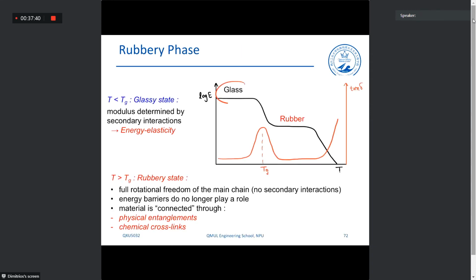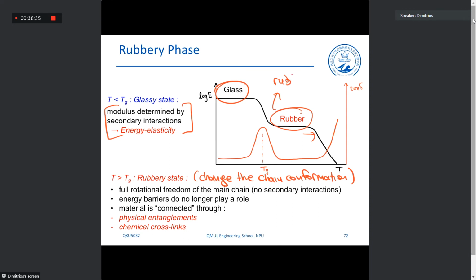So yes, here we have the glassy state below the glass transition temperature, where the modulus is determined by secondary interactions. Well, above the glass transition temperature at the rubbery state, we have said that there is enough thermal energy in order to change the conformations of the chain. And because we can change the chain conformation, we can have a rotation of the chains around their bonds. So we can essentially start to disentangle our chains towards the end of the rubbery plateau. It's called the rubbery plateau.